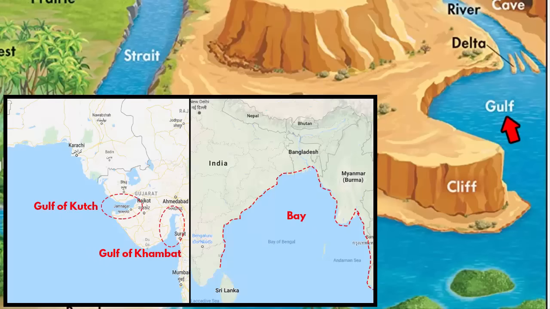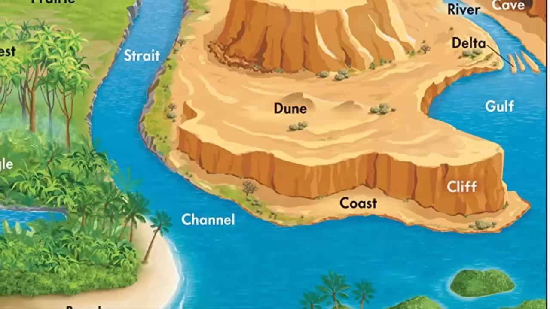Another important point to remember is that both a gulf and a bay are the same things. The only difference is in the size. A gulf is much larger than a bay. And their way of formation is also different. I'll tell you how a bay is formed when we reach that topic.